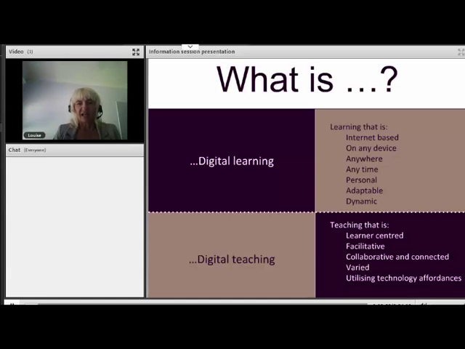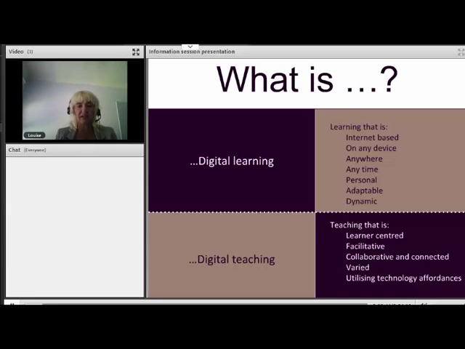And the first thing that we need to have a look at, of course, is what is digital teaching and learning. So for the digital learning side of it, we have a lot of extra resources and tools out there that teachers and students can use. And so digital learning is about learning on the internet, on any device, anywhere, anytime. Learning is certainly personal. Learning is adaptable and it's dynamic, so often instead of having a starting point and a structure through a class, it could end up anywhere, depending on how the learners are adapting to their learning environment.